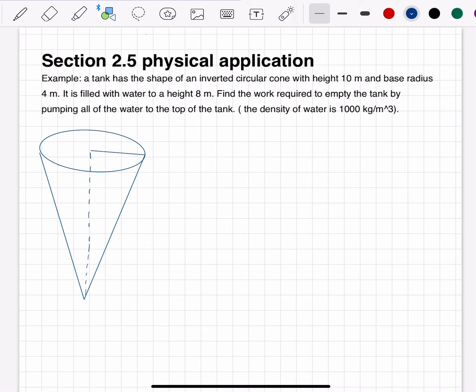And we also have that the mass of something is the density times the volume. And of course, our force is going to be related to the mass.